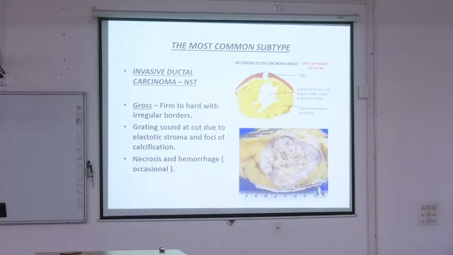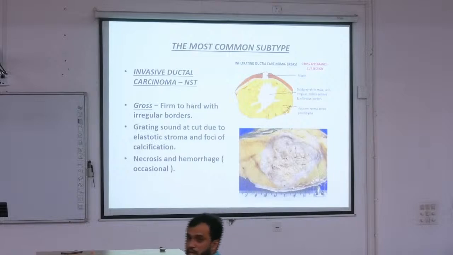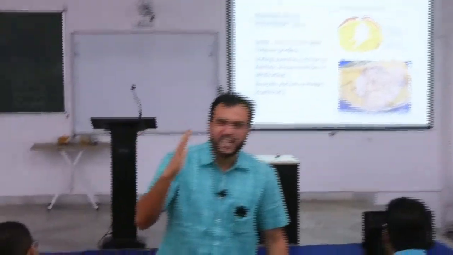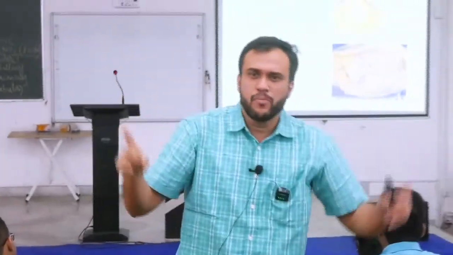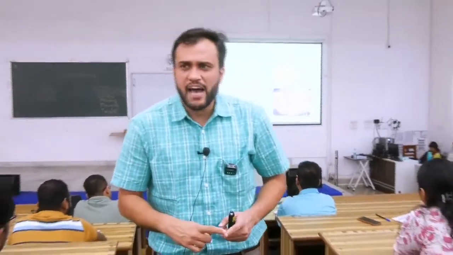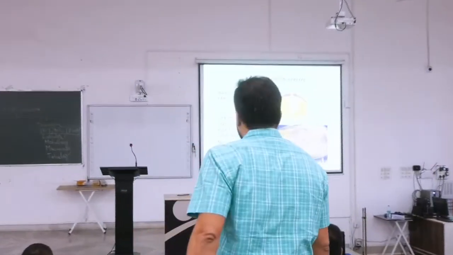Grossly they present as firm, and when you cut through it, it produces a grating sound. It produces a grating sound because of elastosis, or sometimes because of presence of calcifications in the breast. They may have an irregular border. Very rarely they have a well circumscribed border. Most commonly they have an irregular border. They are firm in consistency with irregular border, and they produce a grating sound.